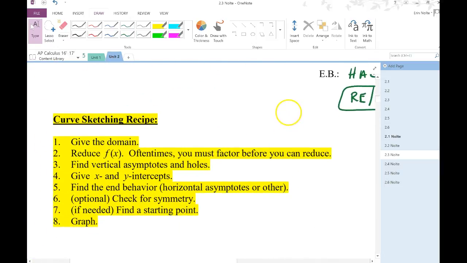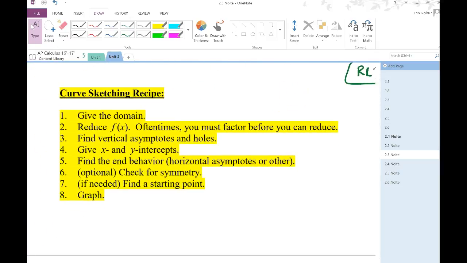Okay, so here we go. This is just a little recipe that potentially can help you graph functions, ones that are complicated, of course. First it helps to find the domain. Then find the reduced version, state asymptotes, find your intercepts, check your end behavior. You can check for symmetry. I probably won't ever do that.